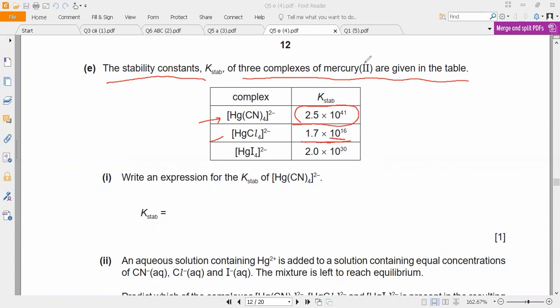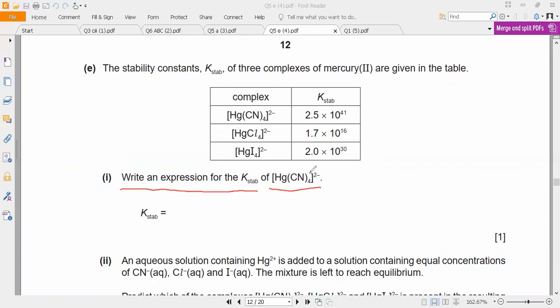I hope now, guys, you are familiar with this. Write an expression for Kstab of this one. Another type, guys. The previous question we solved is exactly similar to this, but here we have one difference. The difference is, guys, I don't know Hg in water. What is the shape of Hg in water?